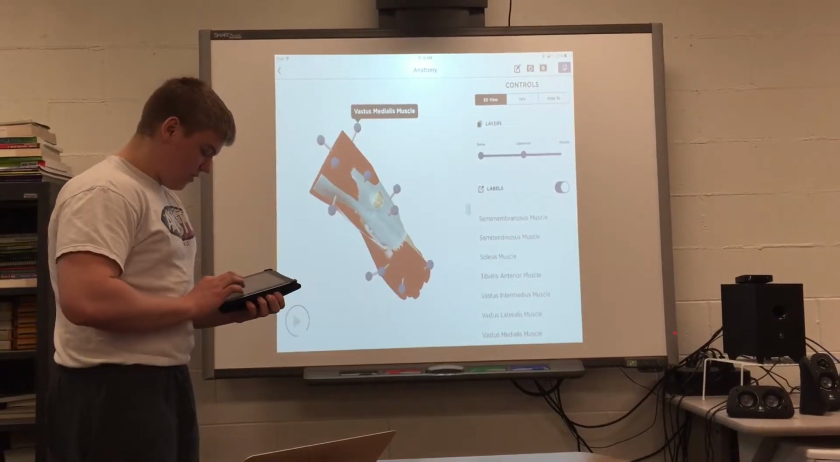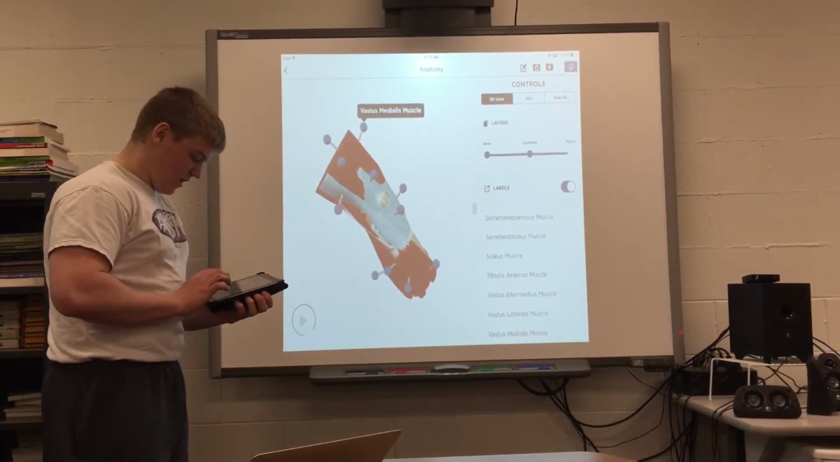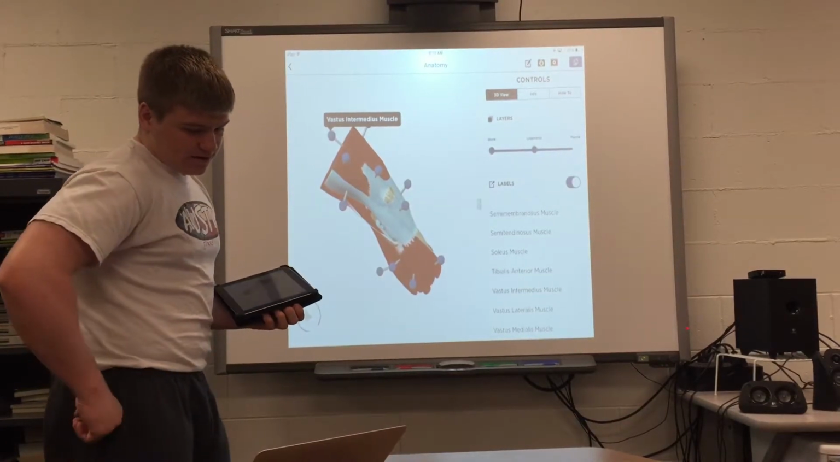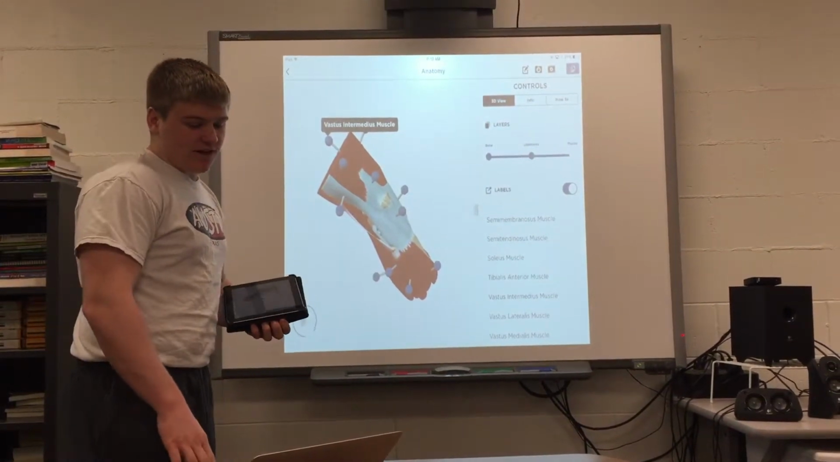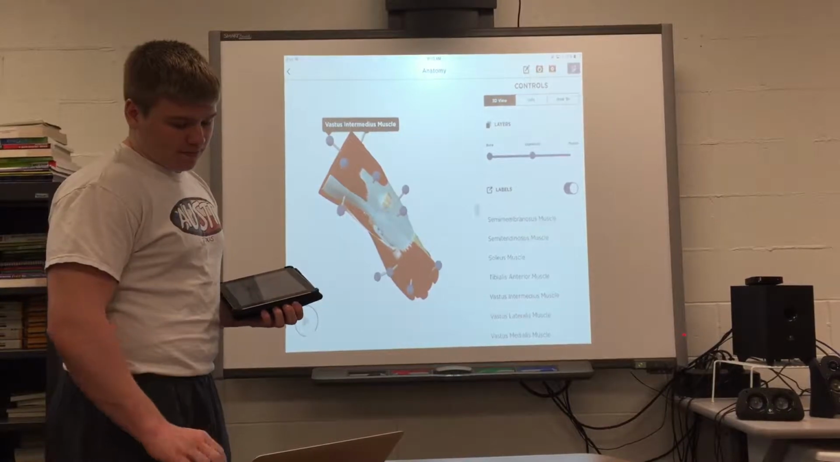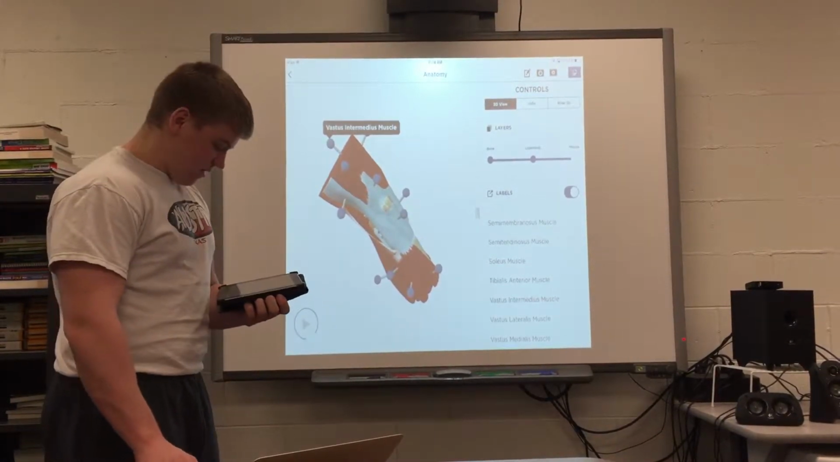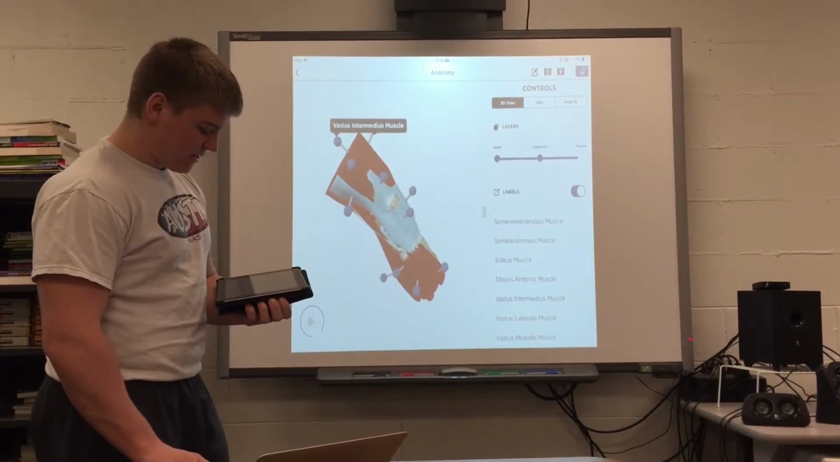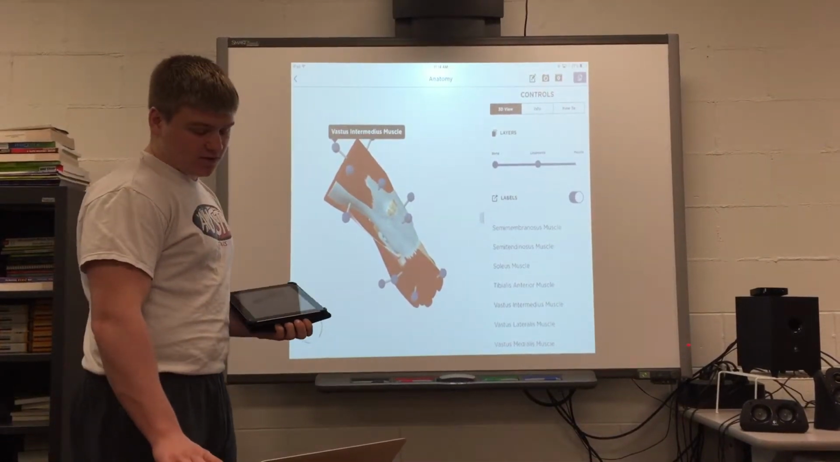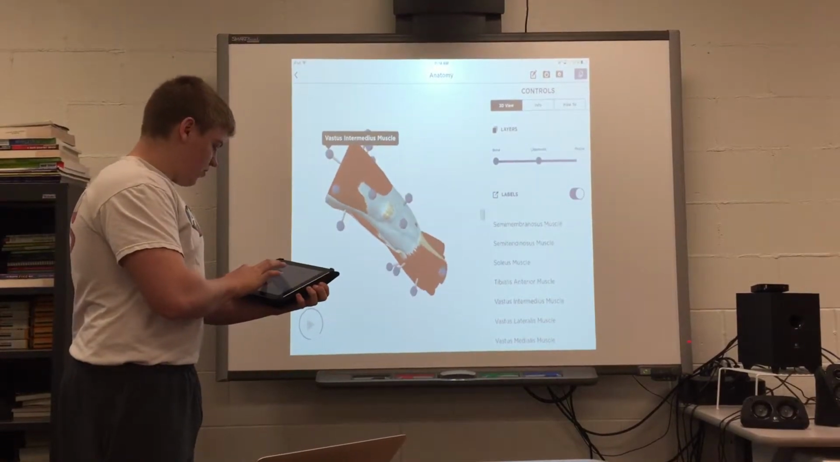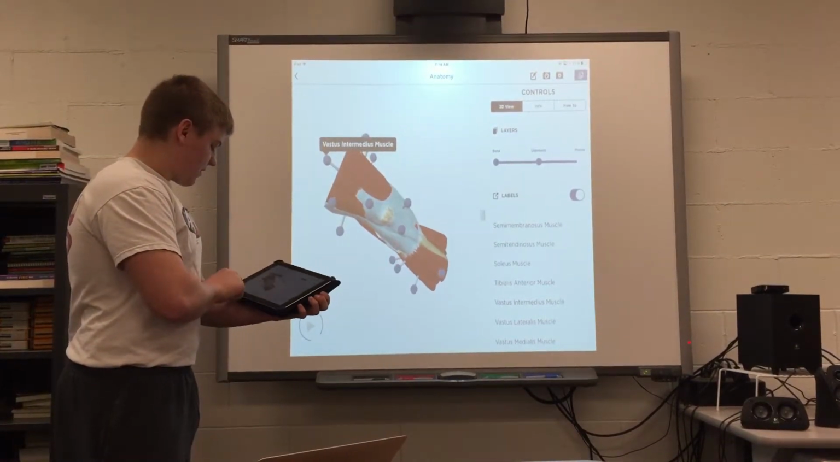The last muscle that we're going to talk about in the knee is the vastus intermedius muscle. Its origin is at the anterior and lateral surface of the femur. It has the same insertion as the vastus lateralis and the vastus medialis. It also extends the knee. And if you watch here, you can see how the knee flexes.